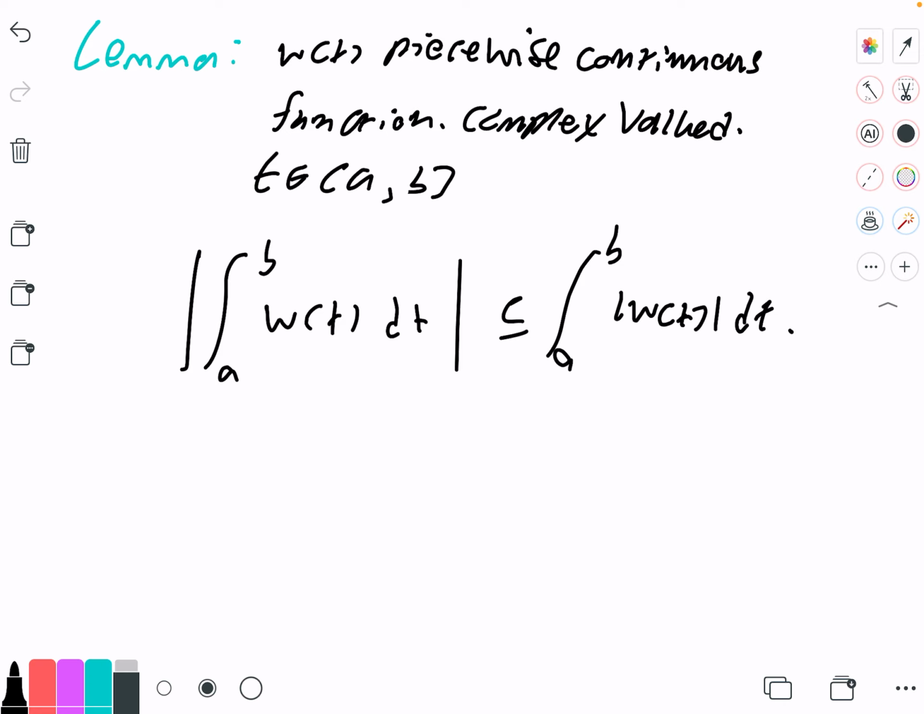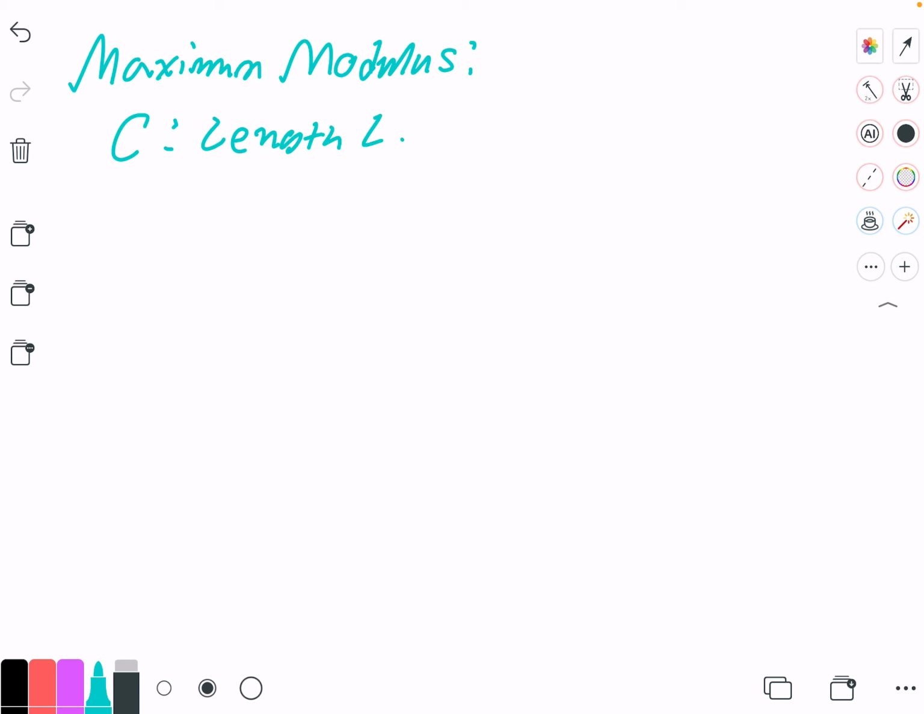So now we can actually state the maximum modulus principle. We can bound the line integral of a function if the function itself is bounded, or if the modulus of the function is bounded, sorry. So if we assume our standard assumption, if C is a contour, and this time C has length L, and again, f of z is going to be piecewise continuous.